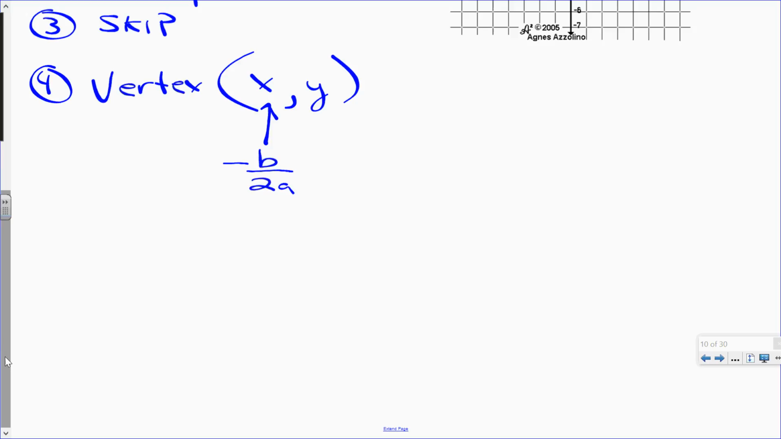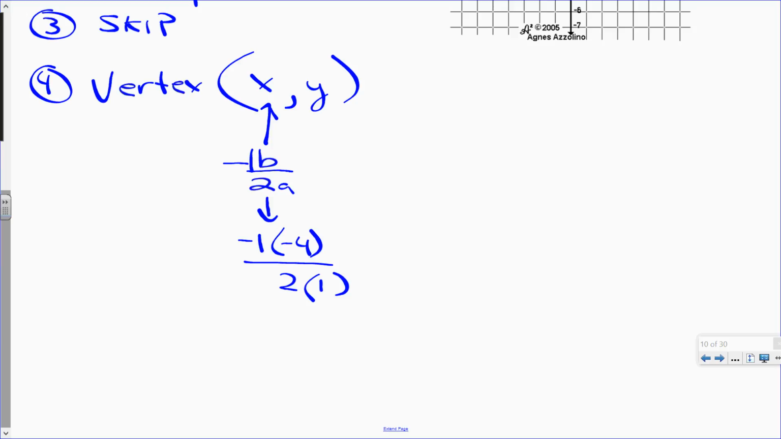B is negative 4. Careful. Because look, this really means negative 1 times b. So this really means negative 1 times the negative 4. Very good, Miss Castro. Good looking out there. You have a double negative. You have a negative b, which means negative 1 times b. B is already negative, so you have a double negative over 2 times, what is a again? 1.